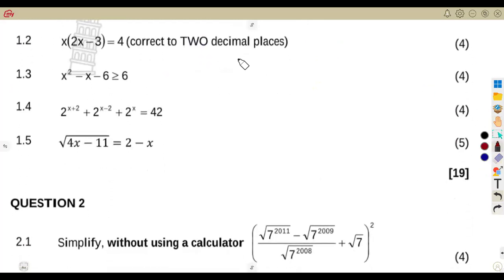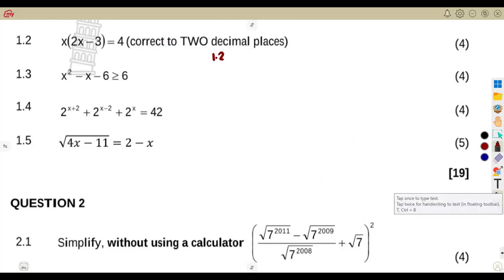If you have to check, you were given an equation to solve, which is fine, just like a normal equation. But later on, they write a certain statement: correct to 2 decimal places. Correct to 2 decimal places.